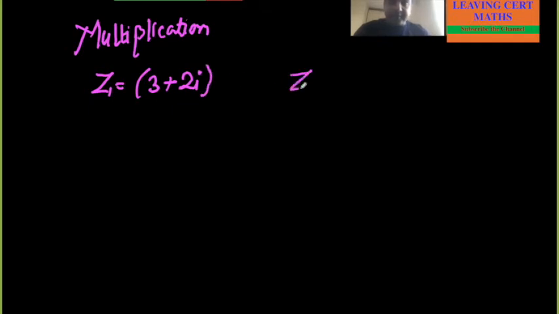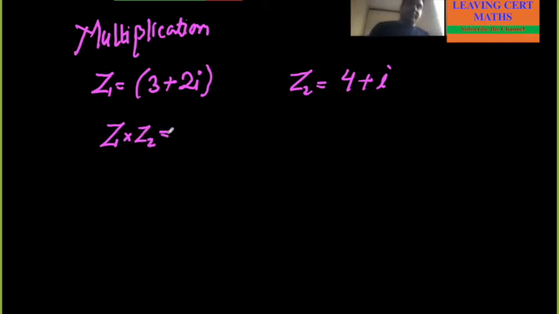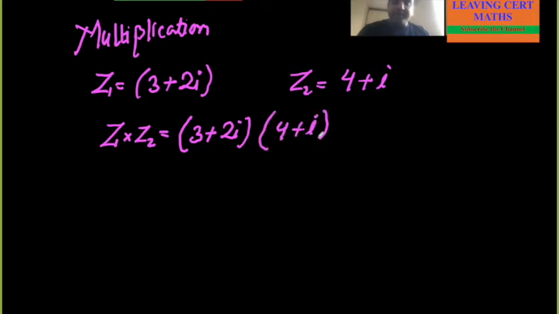Yeah. Okay, so we are going to do multiplication. Suppose you have a complex number z1, which is equal to 3 plus 2i, right? And z2 is equal to 4 plus i, and you want to find z1 multiplied by z2. How will you do it? Have you done this type of example? Yeah, it's simple algebra. I will tell you where you have to take care, and the rest is simple algebra.